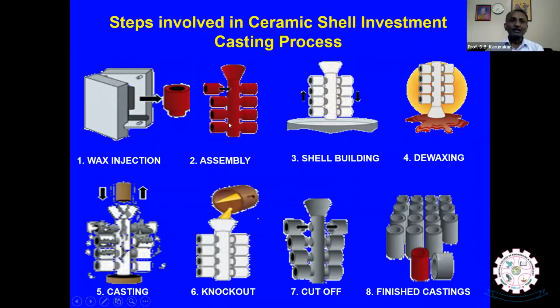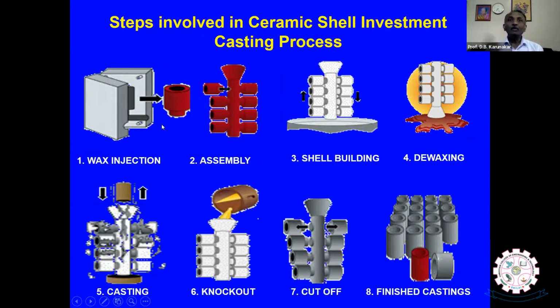Now these are the steps involved in the ceramic shell investment casting process. Initially, a pattern is made. These are the dies. When you close this die, inside there will be a hollow cavity. What is the shape of that hollow cavity? The shape of the hollow cavity is similar to the shape of the component.